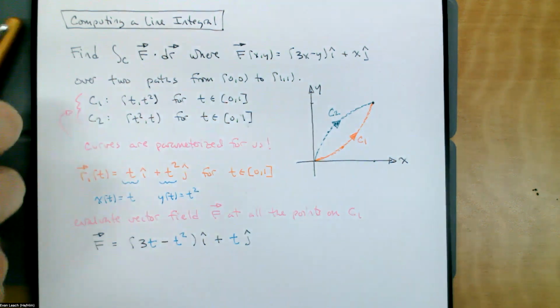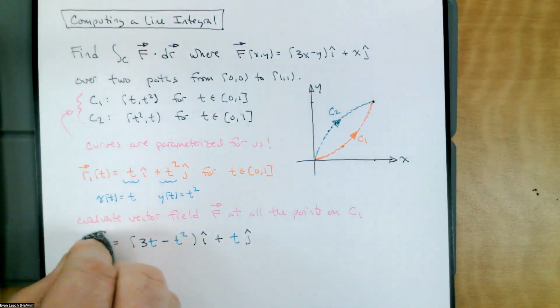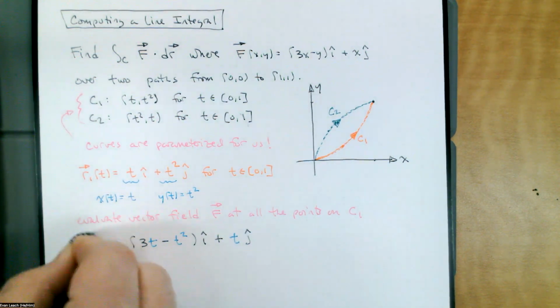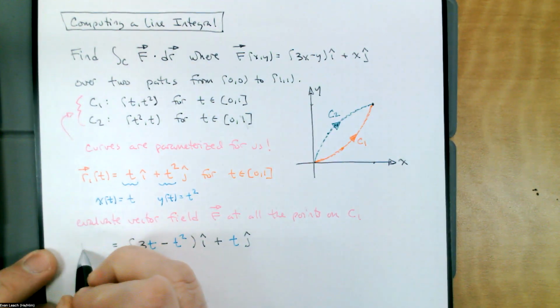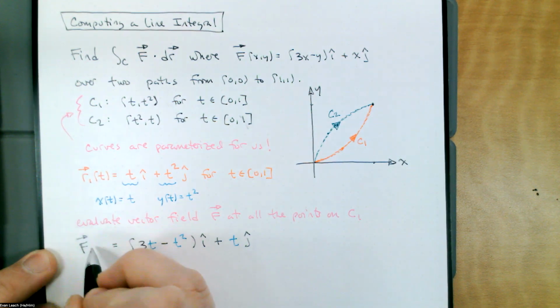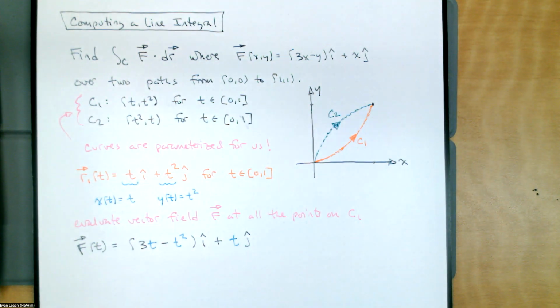Now, this is not what we're adding up. This is a vector field. Let's make sure that we note that we have now parameterized the vector field, not the whole vector field, just the parts that we care about. This is now the vector field parameterized. So it's a function of t. This is not the vector field everywhere. This is the vector field only at the points along the curve C1 for t between 0 and 1.